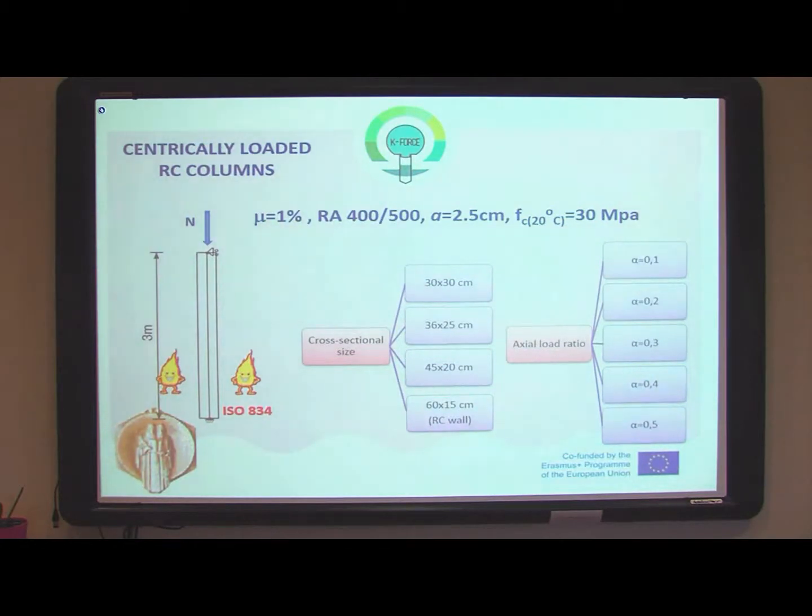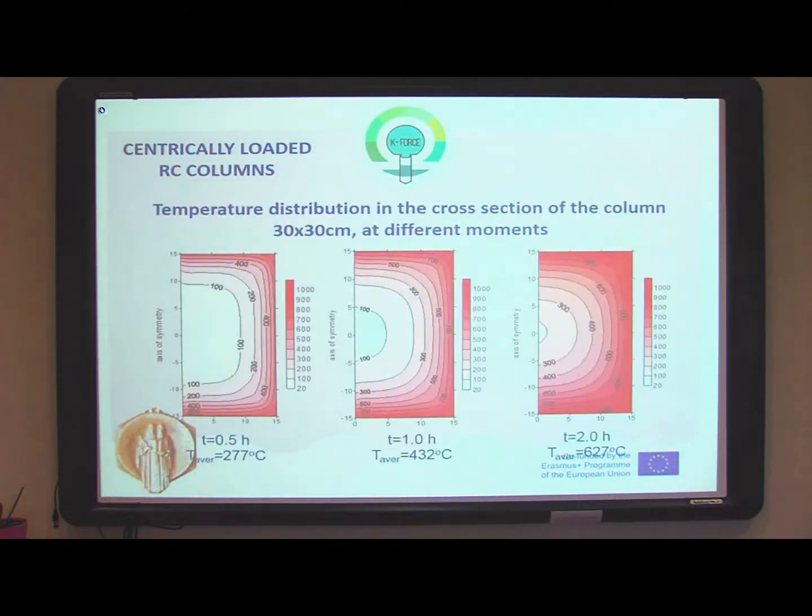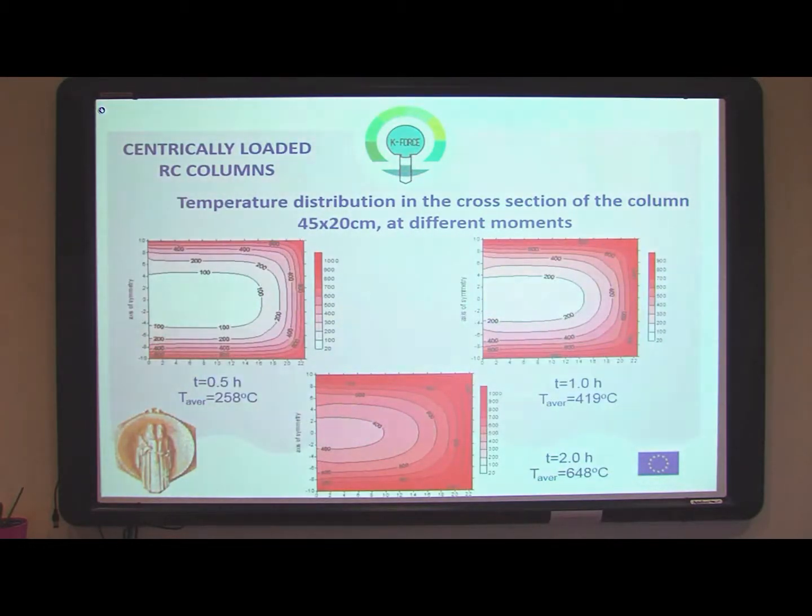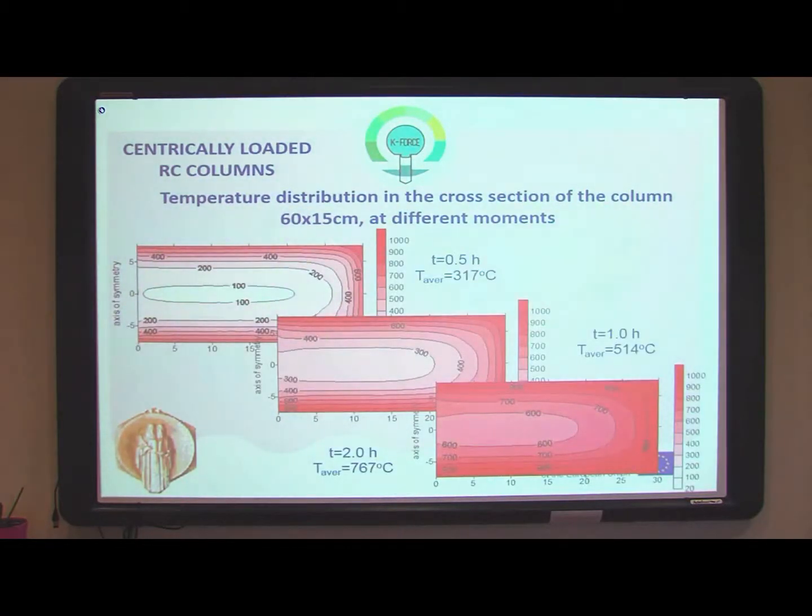Numerically achieved results for the temperature distribution in the cross-sections of the columns for 3 characteristic moments are presented on the following slides. These are for the columns with dimensions 30/30 centimeters. These are for dimensions of column 45/20 centimeters. And finally, for the column that looks like a reinforced concrete wall.